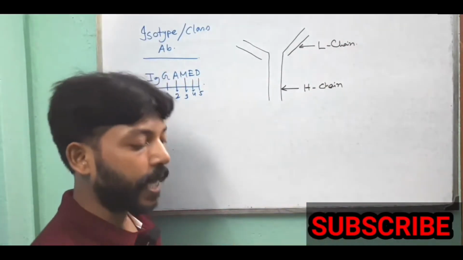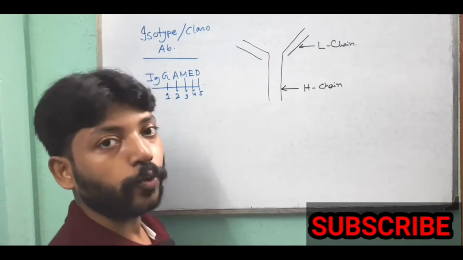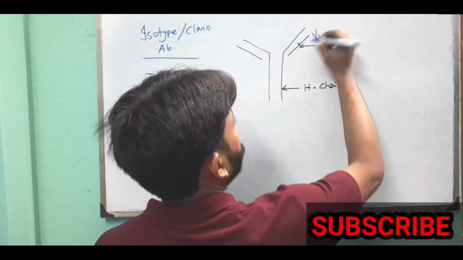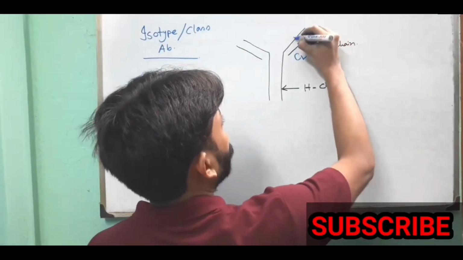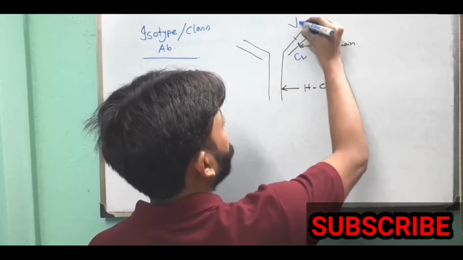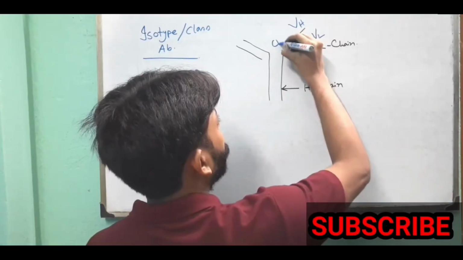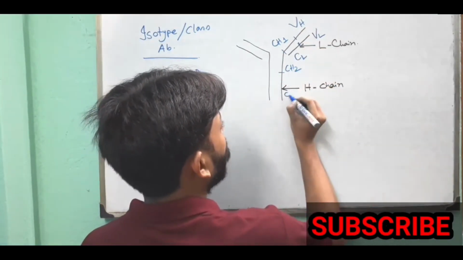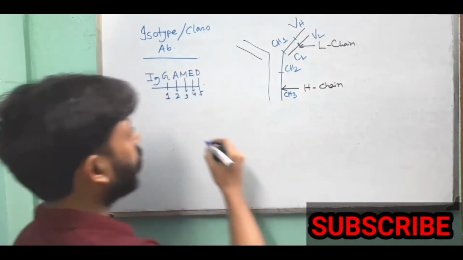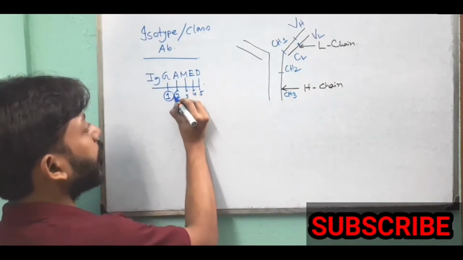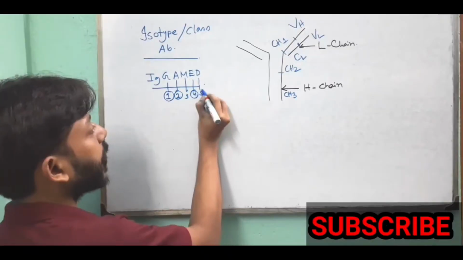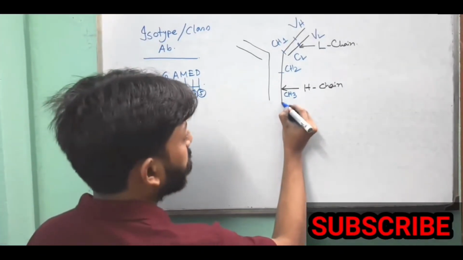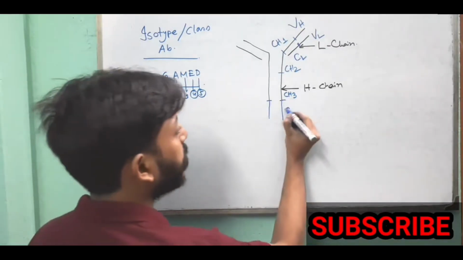Each heavy and light chain is also divided into separate domains. In the light chain they are called variable light and constant light. In the heavy chain they are called variable heavy and constant heavy domain 1, constant heavy domain 2 and constant heavy domain 3 for IgG, IgA, IgE and IgD. But IgM antibody contains another constant heavy domain called CH4.